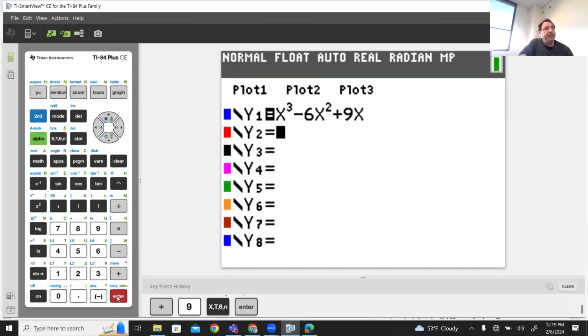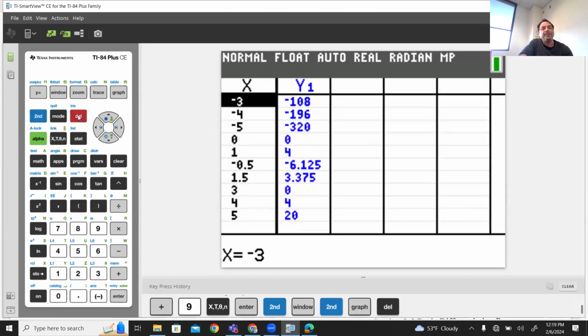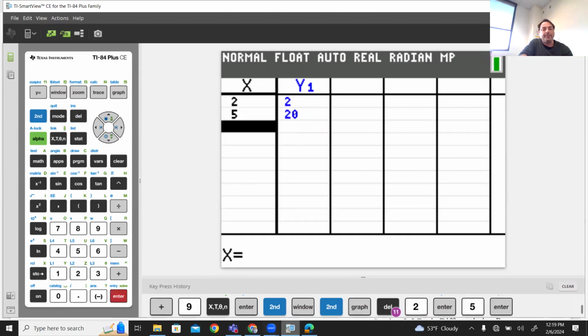Then we've used the table feature before. One last check if you're using a different calculator. If you hit second window, ask auto, again, make sure it's ask auto, not auto. Then when you go to the table feature, second graph, you can plug in 2, and you should get 2. And you plug in 5, and you should get 20.